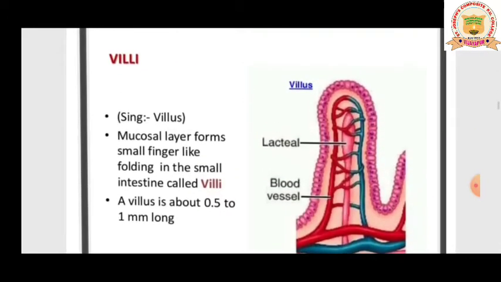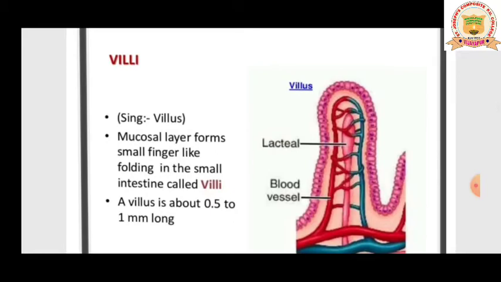And there are certain villi in the gut. The mucosal layer forms small finger-like folds in the small intestine. We call them villi; a single one is called a villus. A villus is about 0.5 to 1 mm long. So have a look at the picture. You can clearly see the villus containing blood vessels and lacteal.